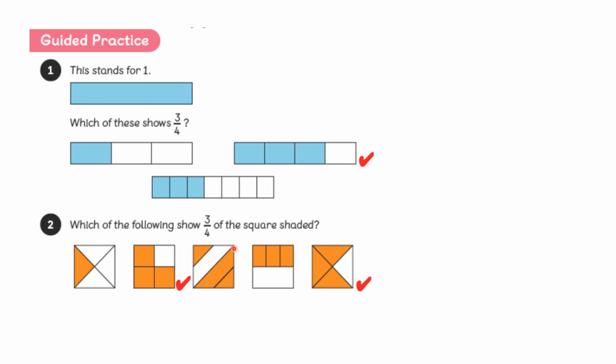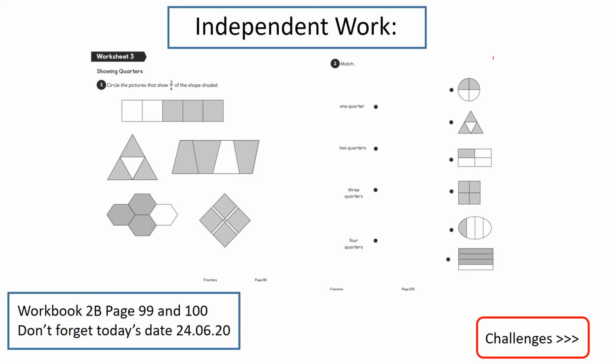Number 2, which of the following show 3/4 of the square shaded? Again, I'm looking for shapes that have 4 equal parts, 4/4. And 3 of them need to be shaded. So we should have ticked this one and this one here. In the other squares, the parts in this one are equal, aren't they? But only 1 is shaded, so that's showing me 1/4, not 3/4. And here, the parts aren't equal, and here the parts aren't equal either. Well done if you managed to do all of those.